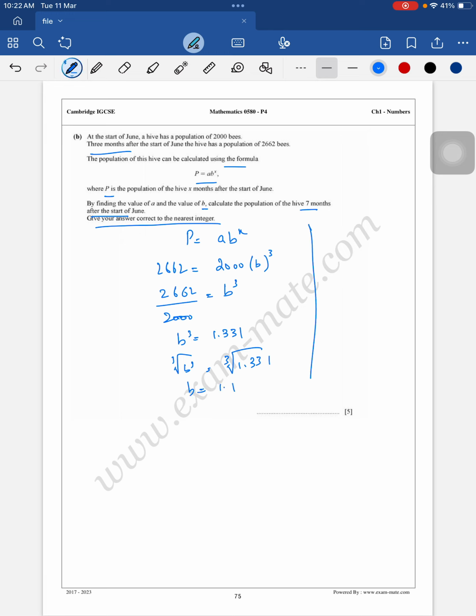So now by finding the value of A and value of B, calculate the population of the hive 7 months after the start of June. So A is 2000, B is 1.1, and X is 7. So using this in the calculator, 2000 multiplied by 1.1 power 7, we are getting 3897. 3897 bees will be there.